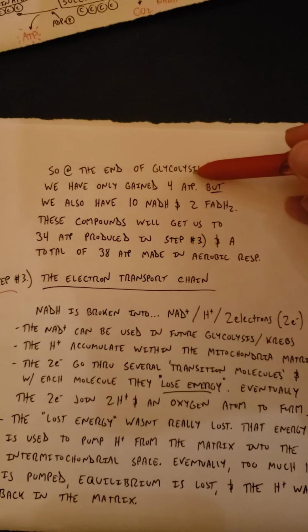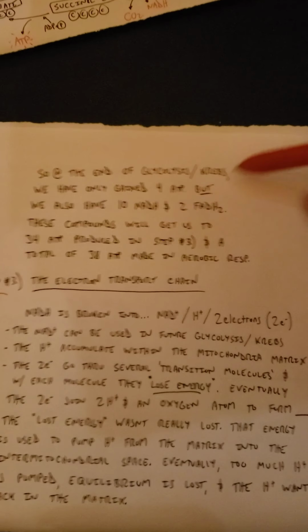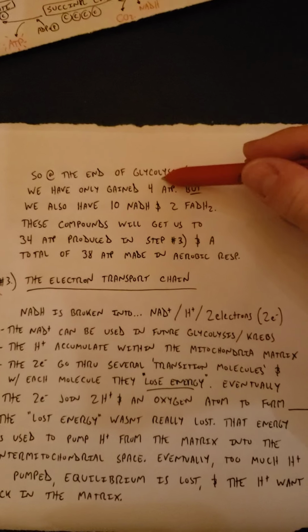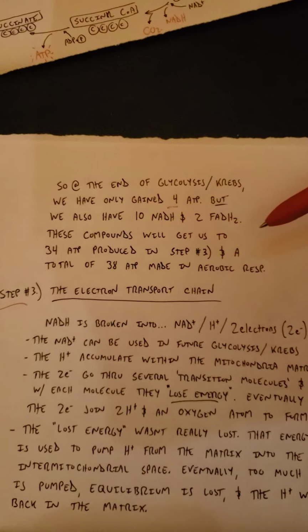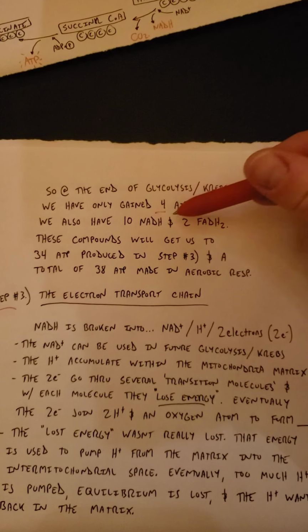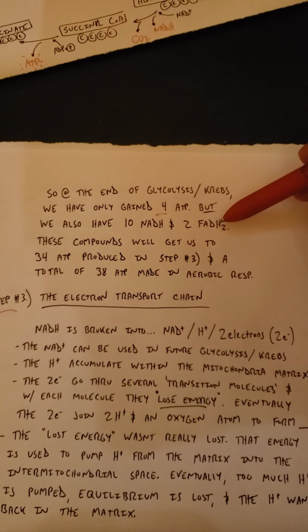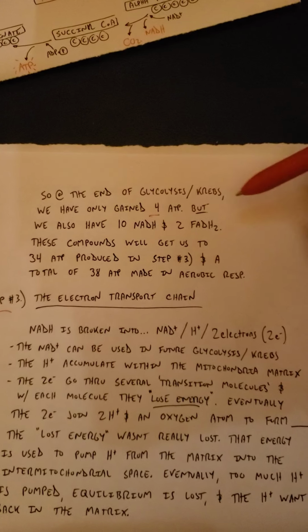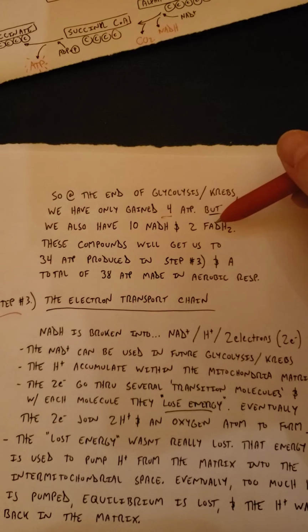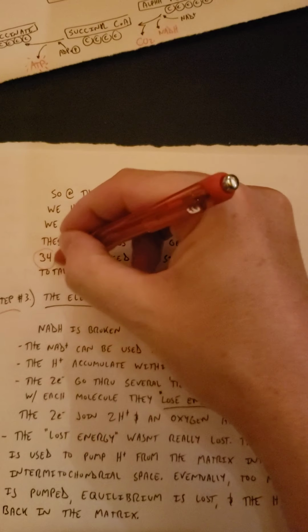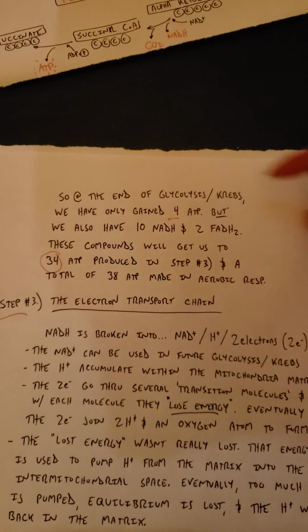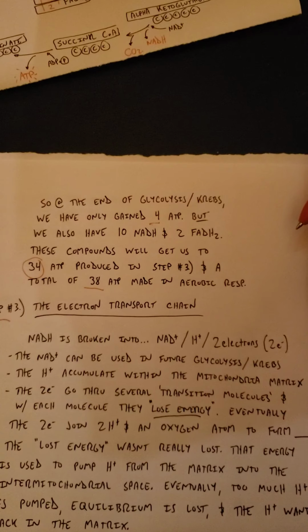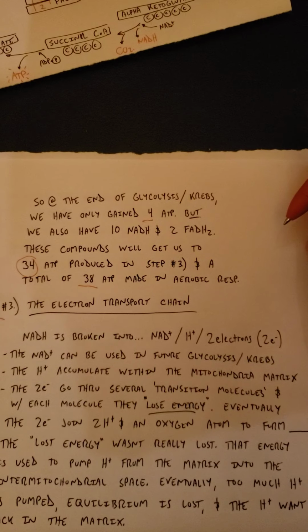4 ATP. We made 4 in glycolysis, but remember we used 2, so we only got 2, and then in the Krebs cycle we got 2 plus 2, 4. But we also got 10 NADH and 2 FADH2 from glycolysis and the Krebs cycle. So it's the breakdown of these compounds that will give us the 34 remaining ATP to get to our total of 38 for aerobic respiration.